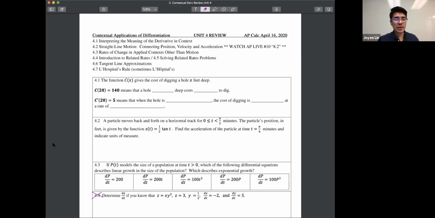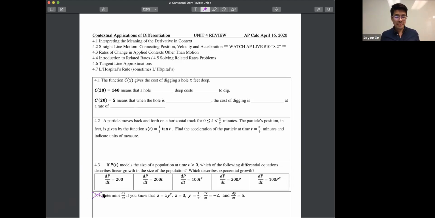And then what does C prime of 20 equals 5 mean? Does that mean that when the hole is 20 feet, the cost of digging is increasing at a rate of 5 feet per dollar? Does it mean that when the hole is 20 feet, the cost of digging is increasing at a rate of $5 per foot? Or when the hole is 5 feet, is the cost of digging increasing at a rate of 20 feet per dollar?